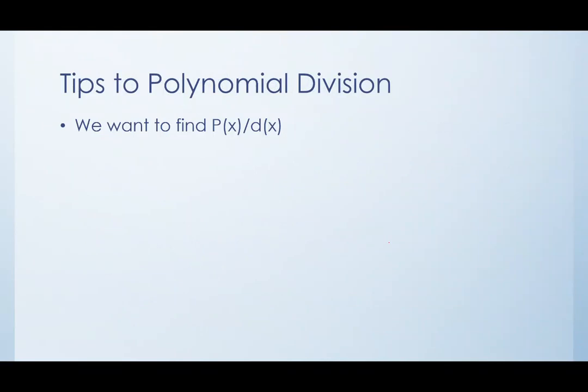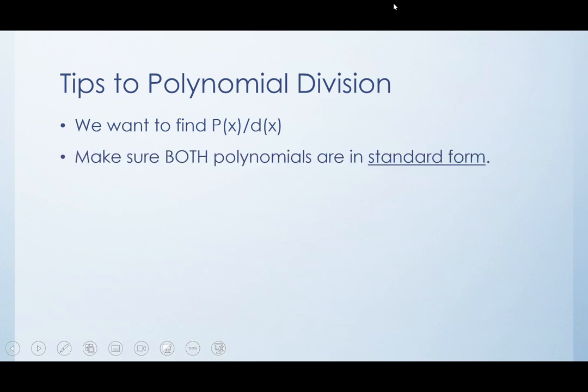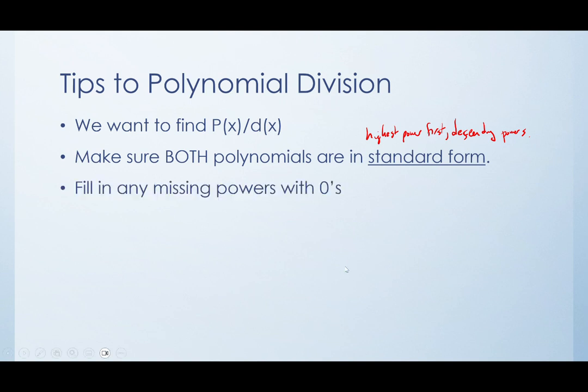Okay, so we're aiming to do polynomial division. We're trying to find p of x over d of x, where p of x and d of x are both polynomials. Before you do anything, you need to make sure those polynomials are in standard form, which means highest power first, and then in order of descending powers. And also really important is that you fill in any missing powers with zeros. These are going to be our placeholders.